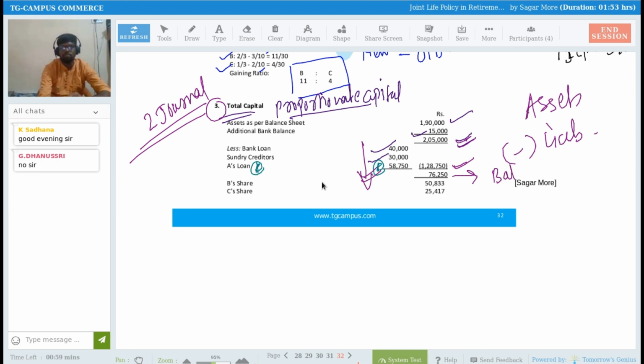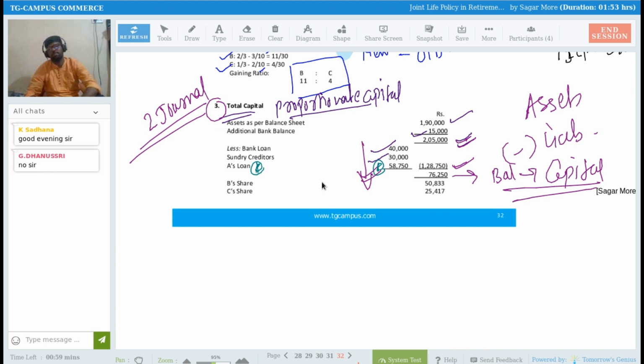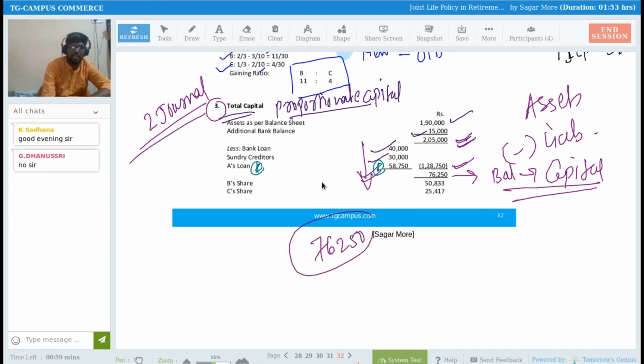And what is that balance of? If after subtracting liabilities from assets you still get a balance, that balance is nothing but your capital, right? You are aware of the accounting equation now, right? Everyone is aware of the accounting equation, so it applies here. You studied that in 11th standard, right? So the capital balance is 76,250.